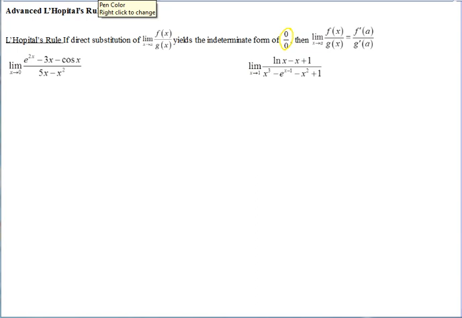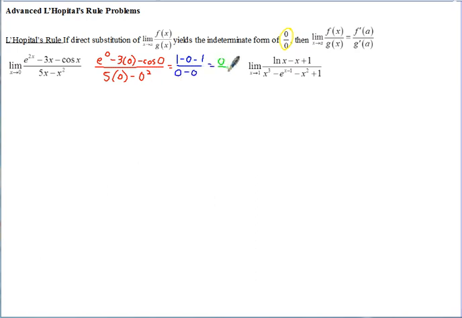On this first one, if we first substitute in 0, we get e to the 0 minus 3 times 0 minus the cosine of 0 over 5 times 0 minus 0 squared. Well, e to the 0 is just 1 minus 0. Cosine of 0 is also 1. That's 0 minus 0, so you get 0 over 0. So first, check and see if it's 0 over 0. If you just get some number there, then that's going to be your limit.